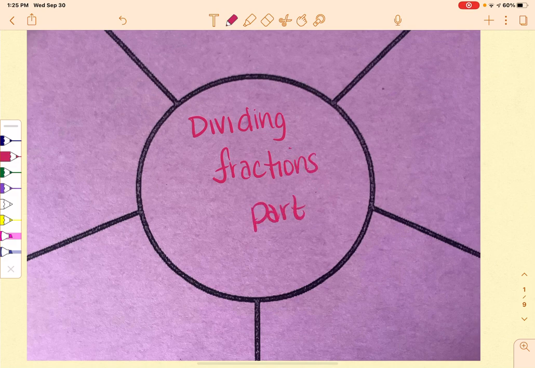Now here's the good news. The good news is that if we know how to multiply, if we can somehow take our dividing problem and make it a multiplying problem, we already know how to do it. So we're going to start with some big ideas and then work our way through some basic problems today. And then on the next video, we'll go a little bit more in depth and deal with whole numbers and mixed numbers.